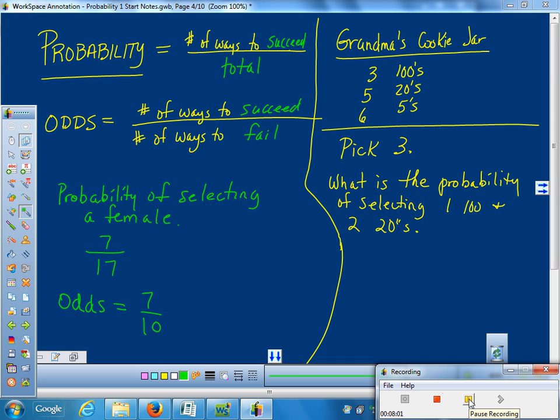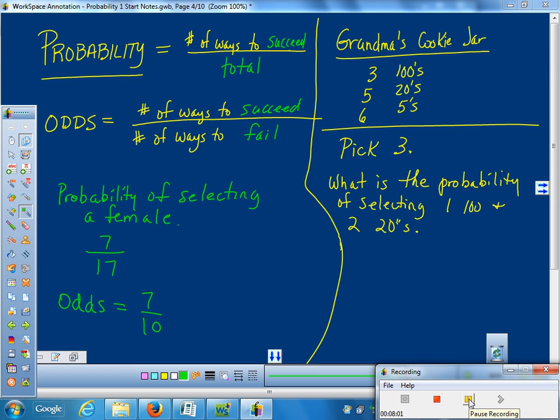Okay, so now let's actually move over here. You have a unique grandma who keeps a unique cookie jar. In her cookie jar, there are 3 $100 bills, 5 $20s, and 6 $5 bills. For your birthday, grandma lets you reach in and draw out 3 bills.